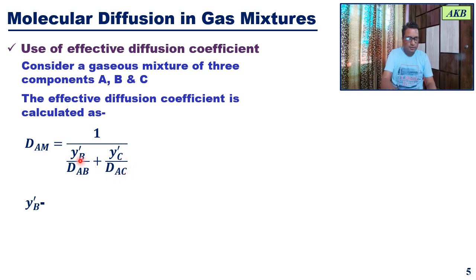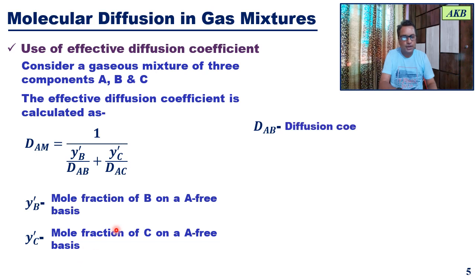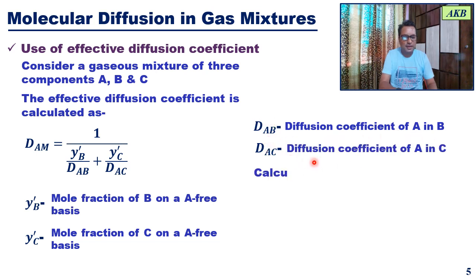Now let us understand how to get this y dash B and y dash C. Y dash B is the mole fraction of B on A free basis, and y dash C is the mole fraction of C on A free basis. Let me tell you first, DAB is the diffusion coefficient of A in B. DAC is the diffusion coefficient of A in C. This is very much clear to you.